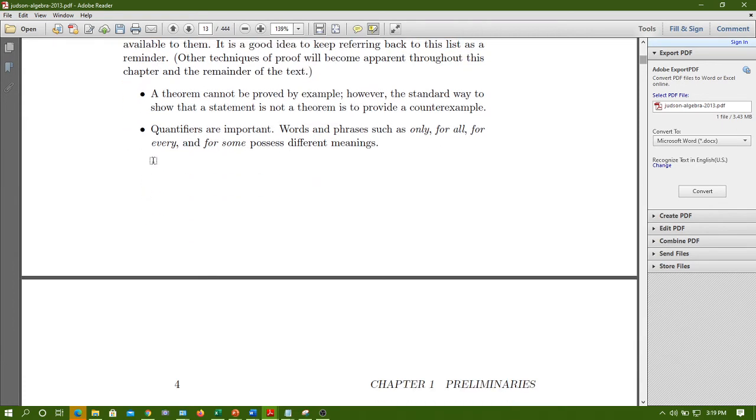Let's begin with this one. Let's call this number 1. A theorem cannot be proved by example. However, the standard way to show that a statement is not a theorem is to provide a counterexample. I know that you may already know this, that we cannot prove a theorem with an example. But we can disprove it by providing a counterexample.